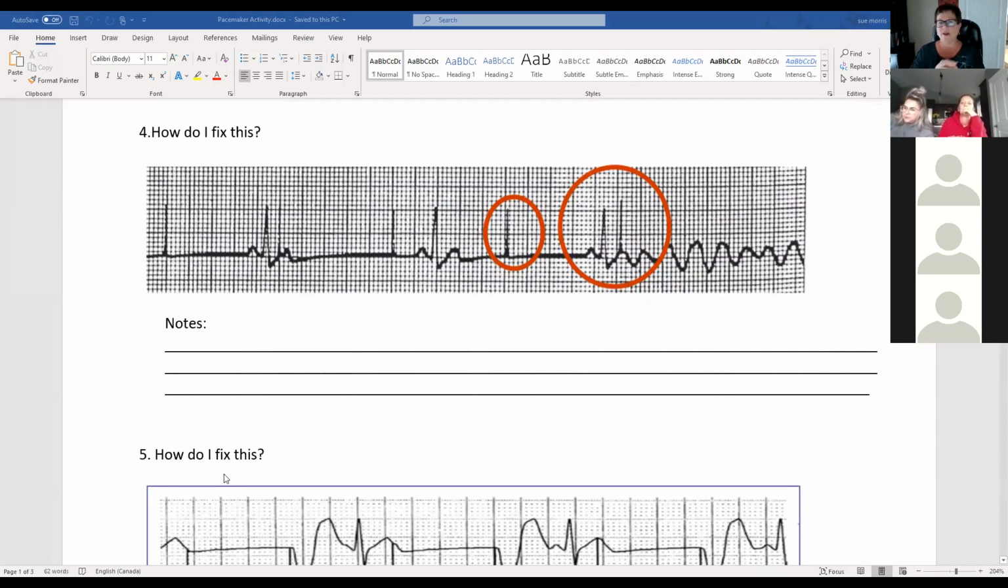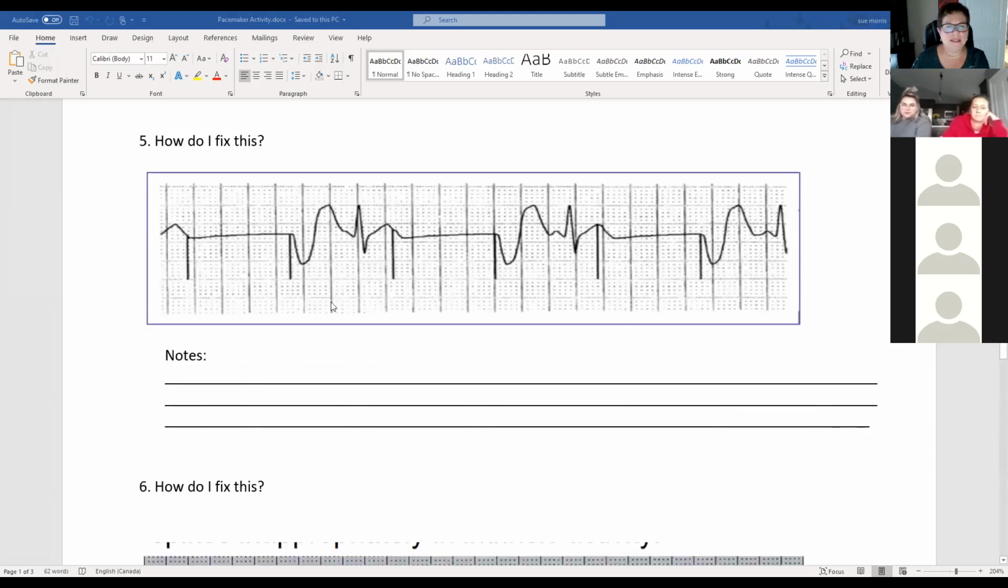Is this device sensing appropriately? No. And what did it cause? VFib. Yeah, so this is R on T. My QRS happened here. Here's my T wave, but a spike landed right here and put my patient into VFib. So I'm not playing with the pacemaker right now. I'm shocking my patient.